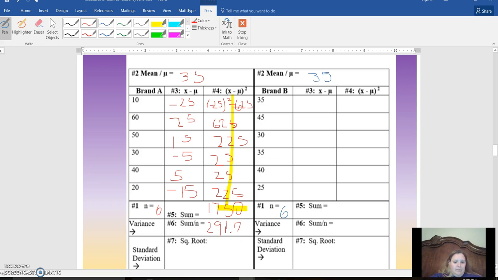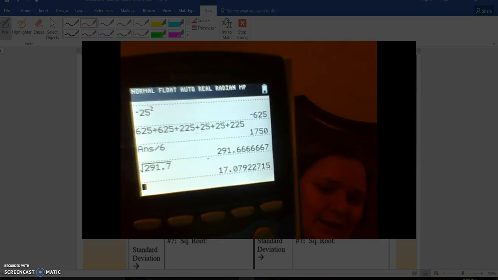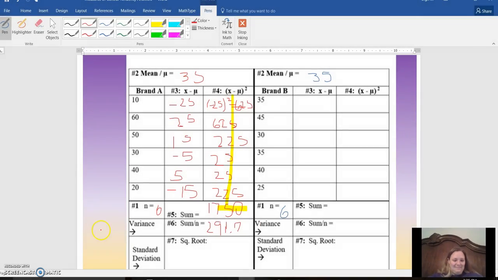Then I'm going to take the square root of 291.7. And so I get 17.1. So 291.7 is my variance, my sigma squared, and 17.1 is my standard deviation. All right, let's do the other guy.